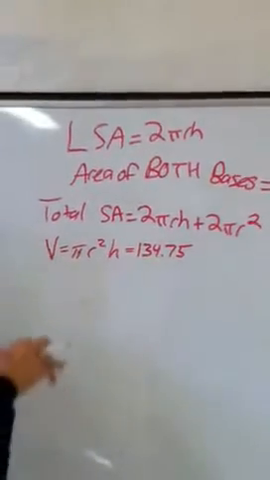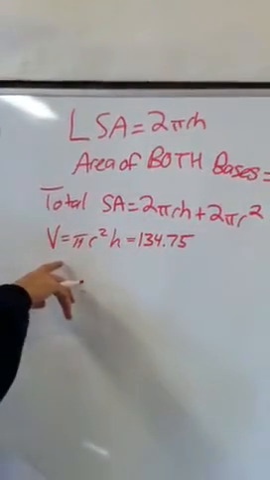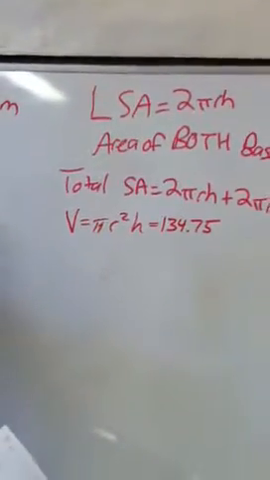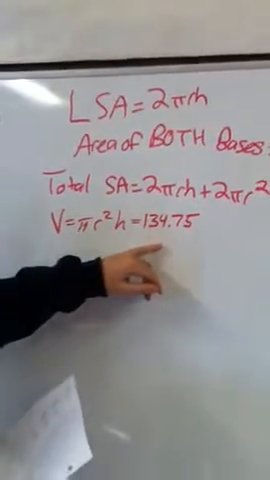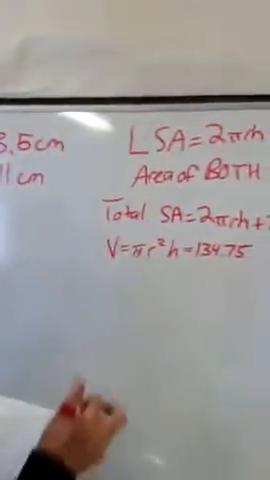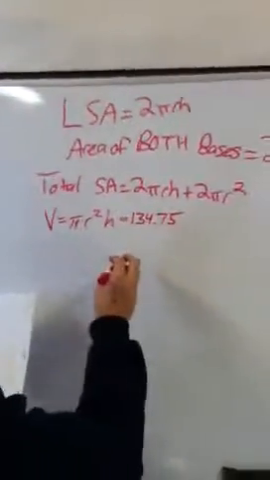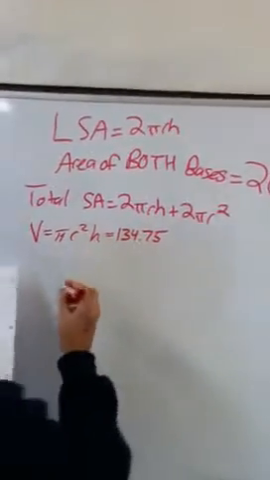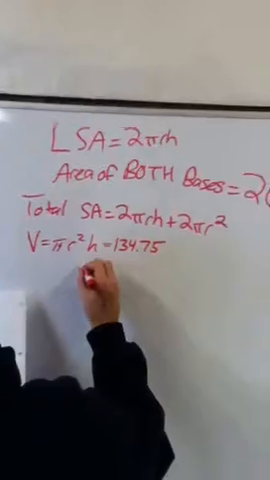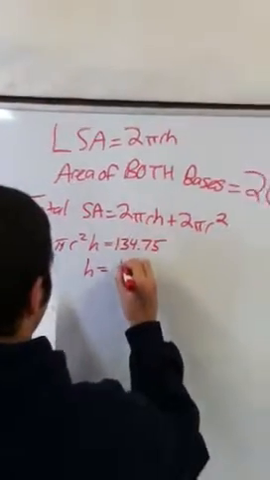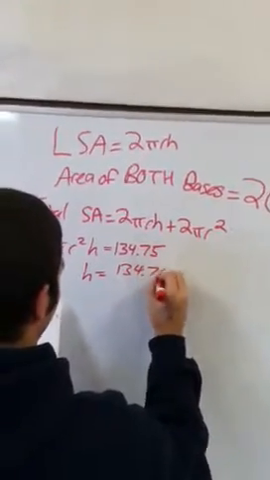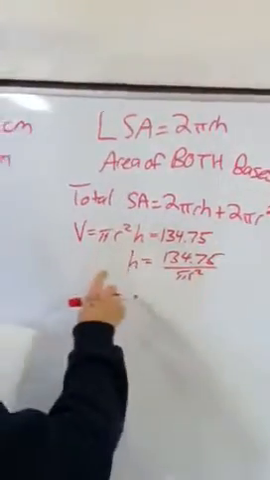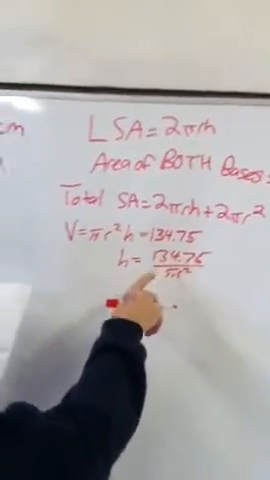So then we had the equation for volume, which is pi r squared h, and then we plugged in the radius and the height to get 134.75. So then what we did was use this and we tried to find h because we needed to plug h back into the surface area equation. So we found h to be h equals 134.75 over pi r squared. So we just divided 134.75 by pi r squared.